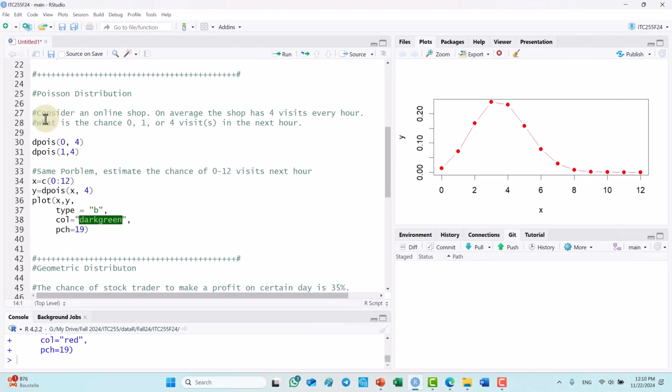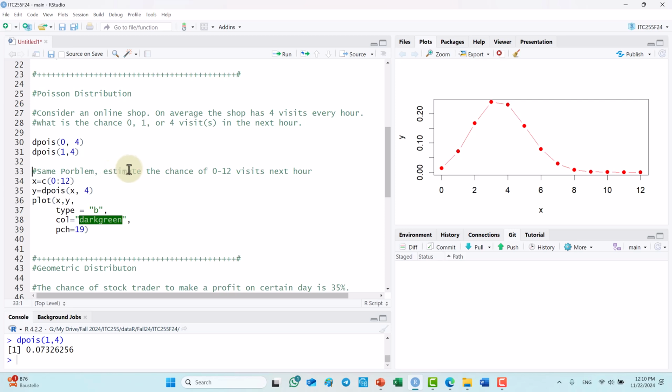For example, if we have an online shop, on average the shop has 4 visits every hour. What is the probability that we get 0, 1, or 4 visits in the next hour? If you want to calculate the probability of 0 visits, you calculate dpois 0 and 4, which is 0.02 or nearly 2%, and for 1 visit the probability would be 7%.